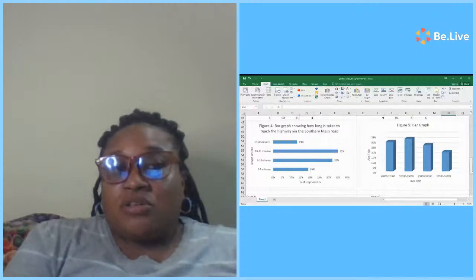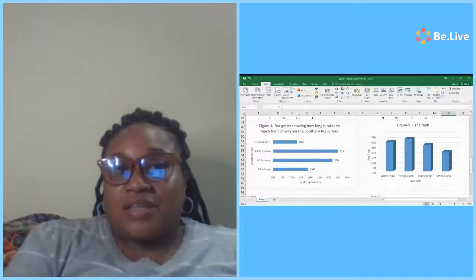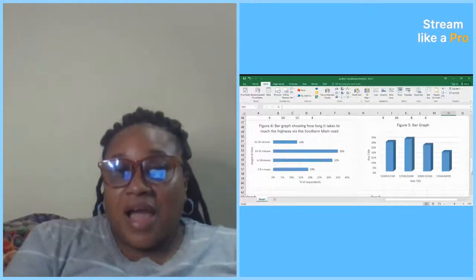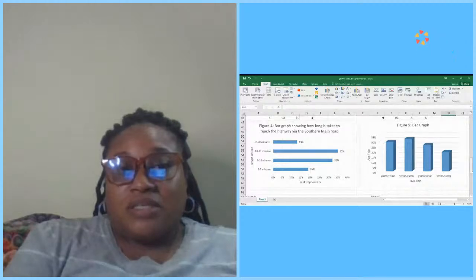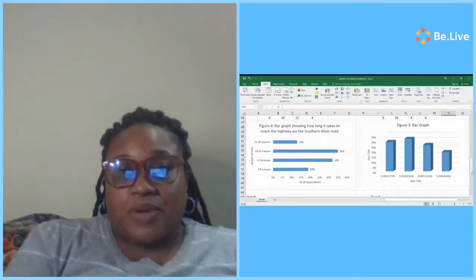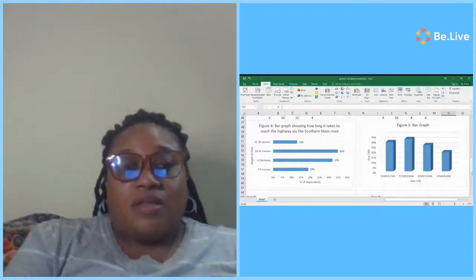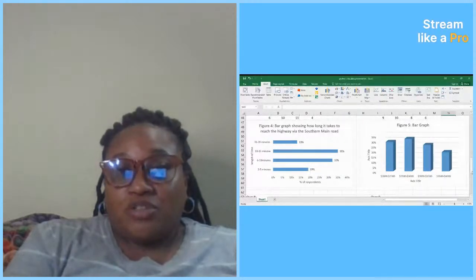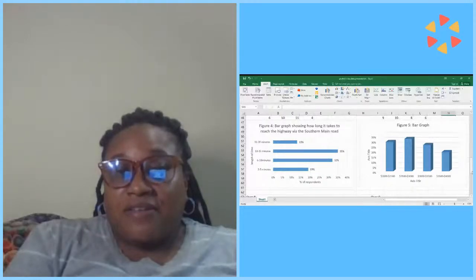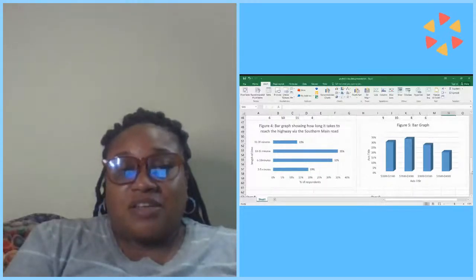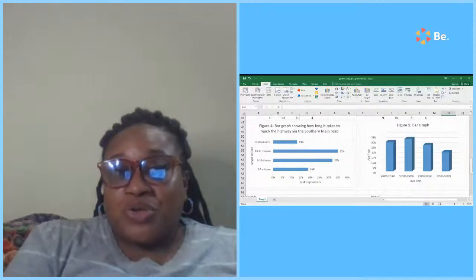35% of the respondents noted that it took 10 to 15 minutes to get to the highway via the southern main road, whereas 13% stated 16 to 20 minutes. And then you could say, then you had 32% stated 6 to 10 minutes, and then 19% stated 2 to 5 minutes. So you can go from the highest to the lowest.